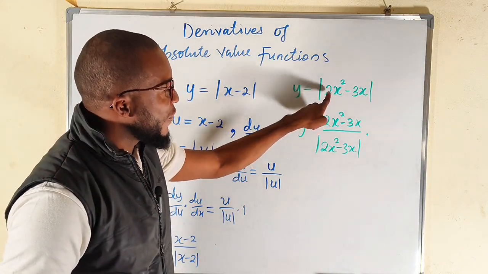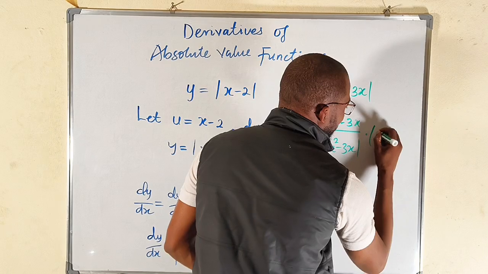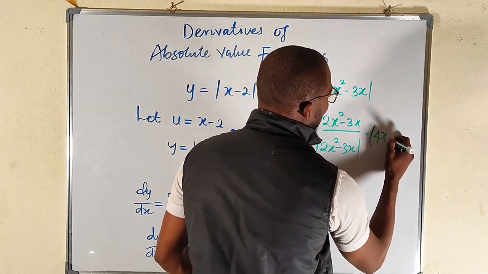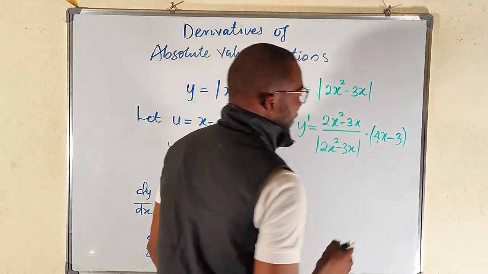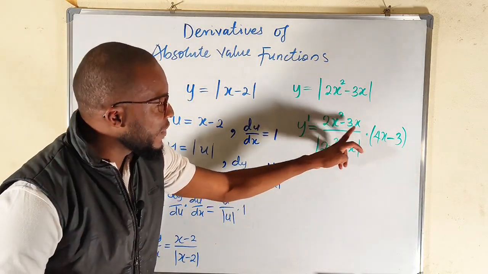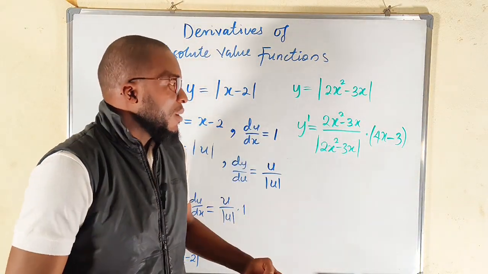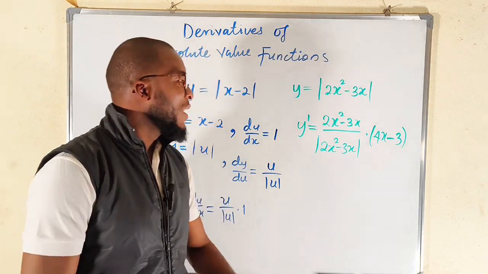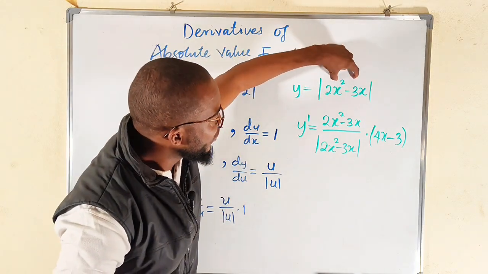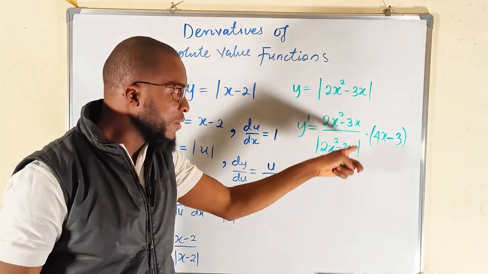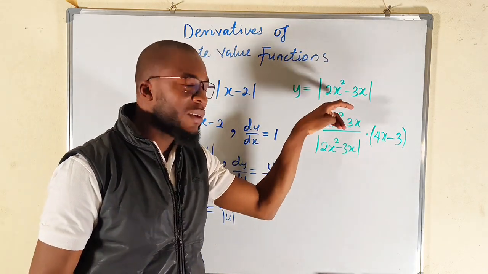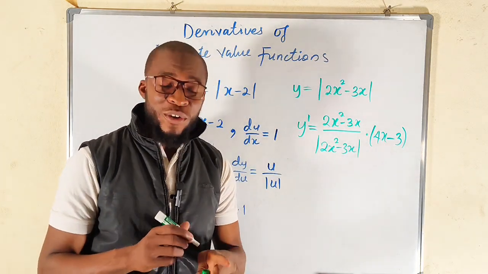If you differentiate this, you have 4x minus, differentiate 3x, you have 3. If you like, you can take this and multiply by this. If you so wish, you leave it like this. So you take the function inside, divide by the whole function, which is the absolute value of the function, then multiply by the derivative of the inner function, and you're done.